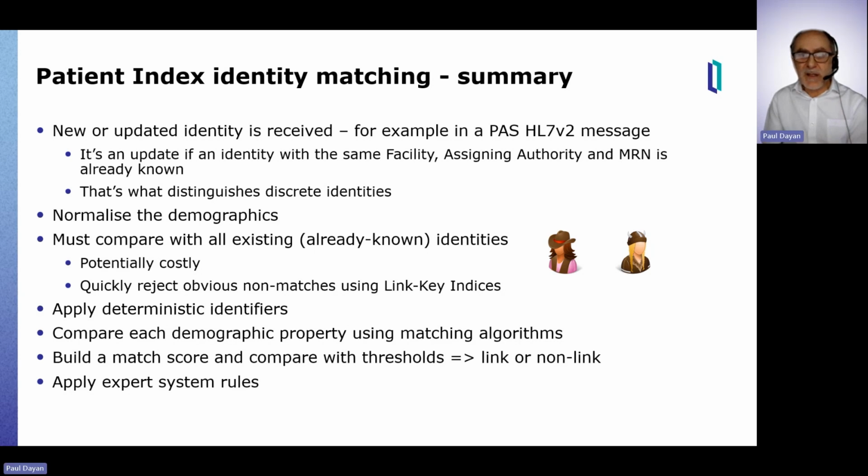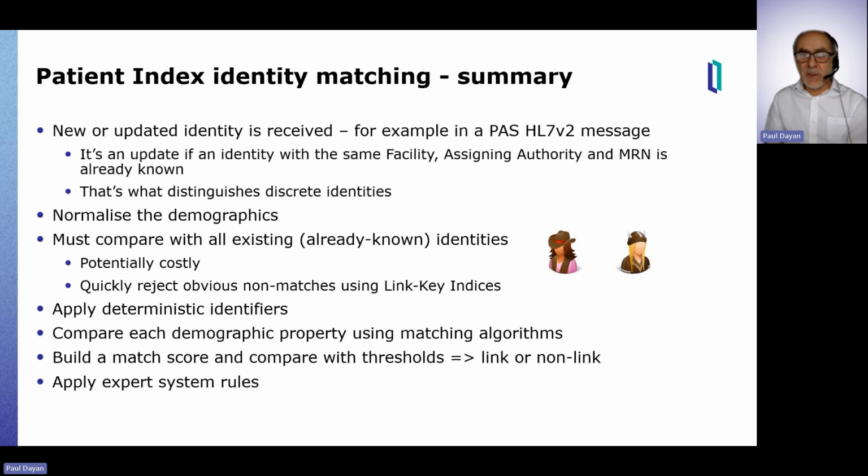But what do we mean by assigning authority and facility? The MRN is a unique identifier within one source system, such as 1, 2, 3, 4, 5, but there may be another source system with its own list of patients with a different patient with MRN 1, 2, 3, 4, 5. So we must qualify the MRN by the system that is using the MRN, such as a TrakCare PAS. That is the assigning authority specified in the HL7v2 message.